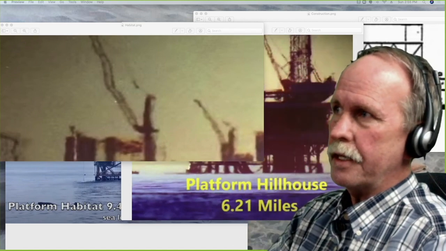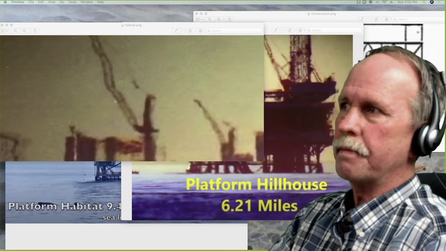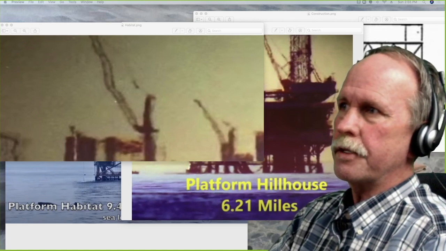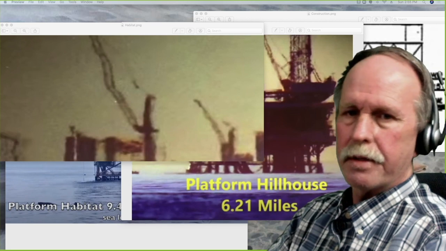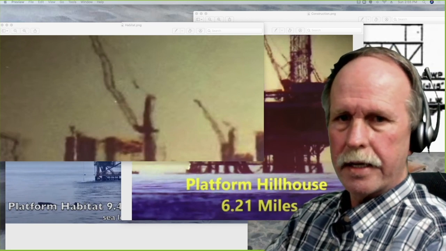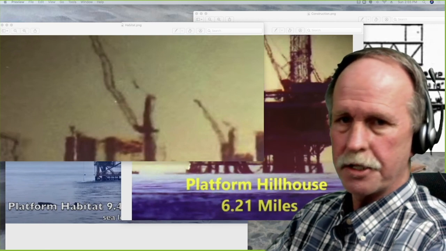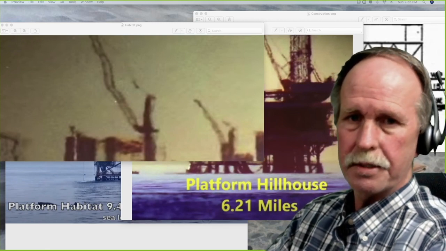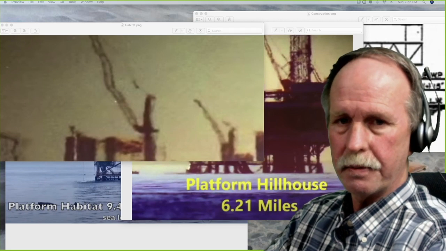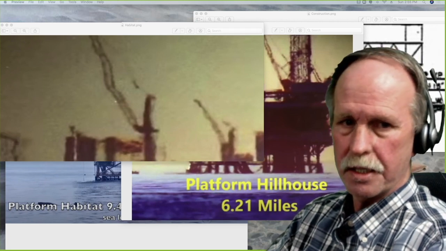But I think the take-home message on this is two things. First of all, seeing farther than we should does not mean the Earth is flat. It means it's still got a radius. It's just bigger than we thought it was, and it's still a sphere. It by no means means that it's flat.